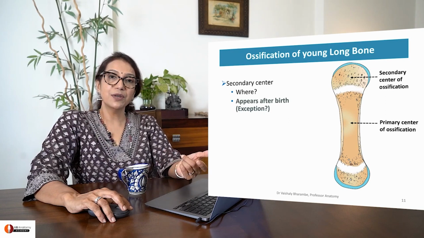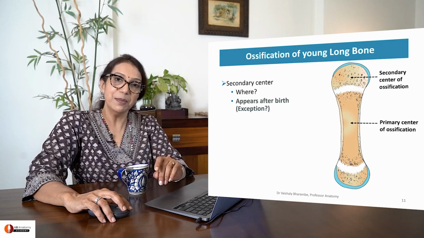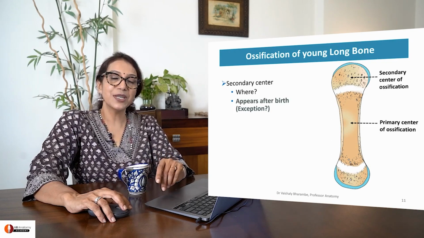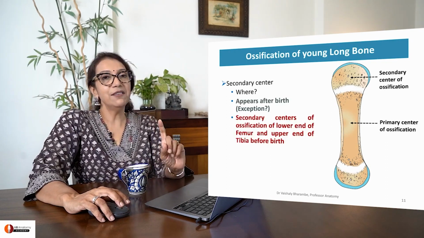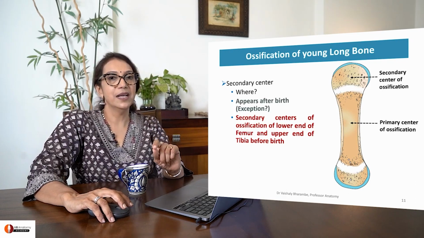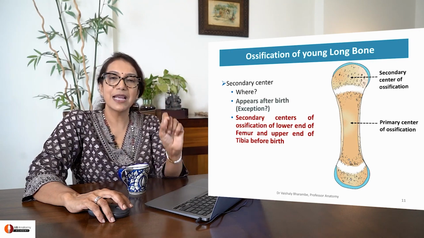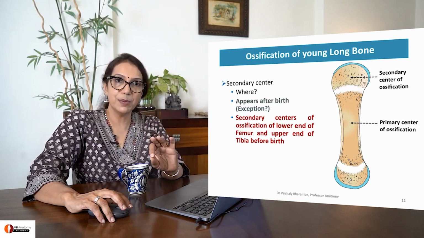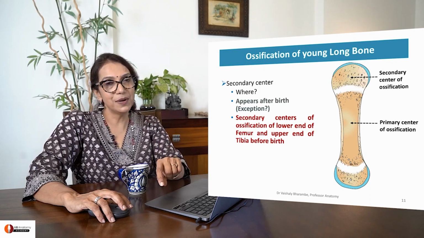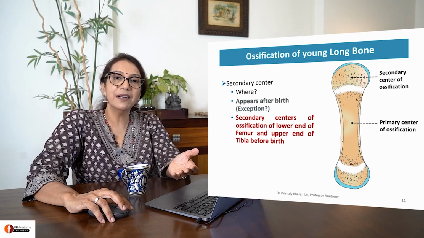What is the exception? Ma'am, earlier there was an exception, so surely there will be one now too. Yes, there still is. So what is the exception here? The secondary center for the lower end of femur and upper end of tibia appears before birth. Please say it once. The secondary center for the lower end of femur and the upper end of tibia appear before birth.